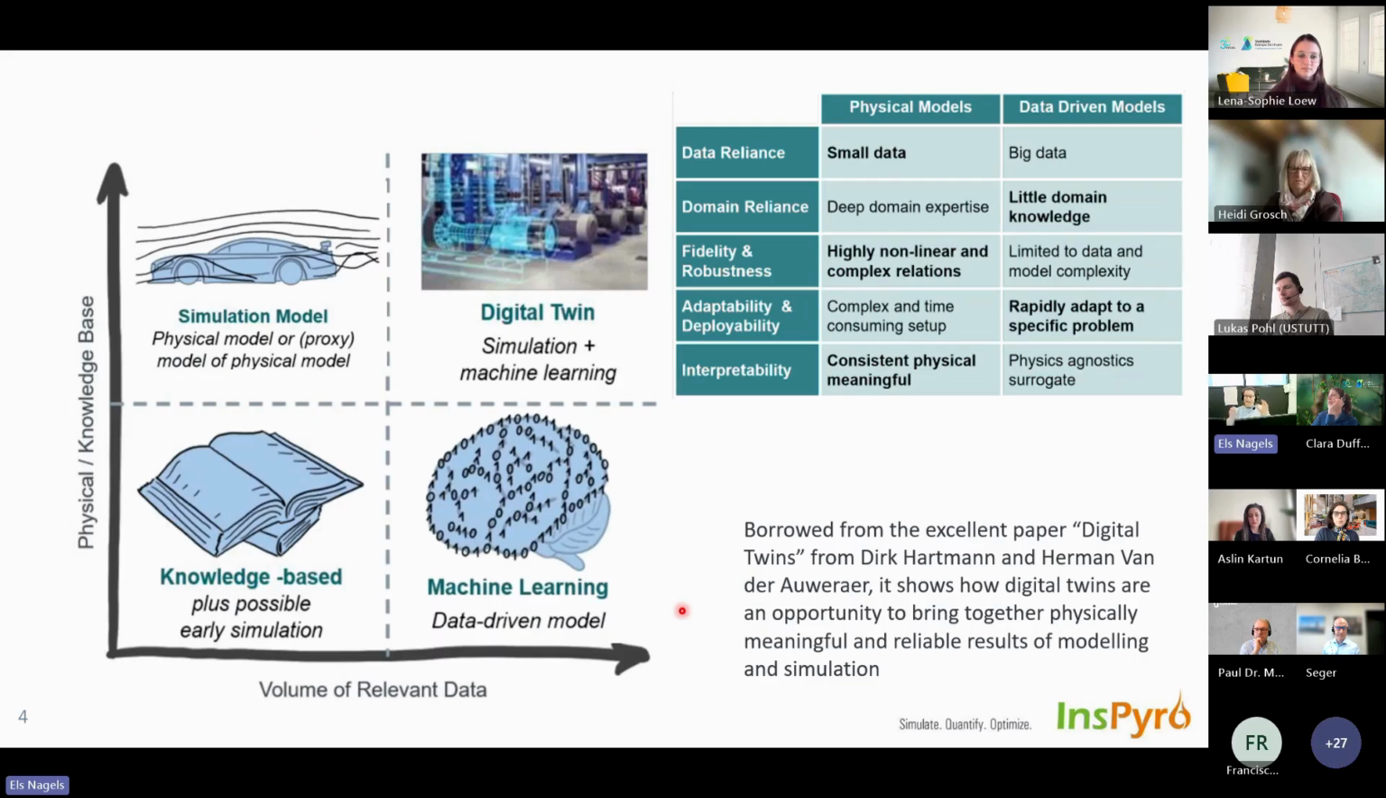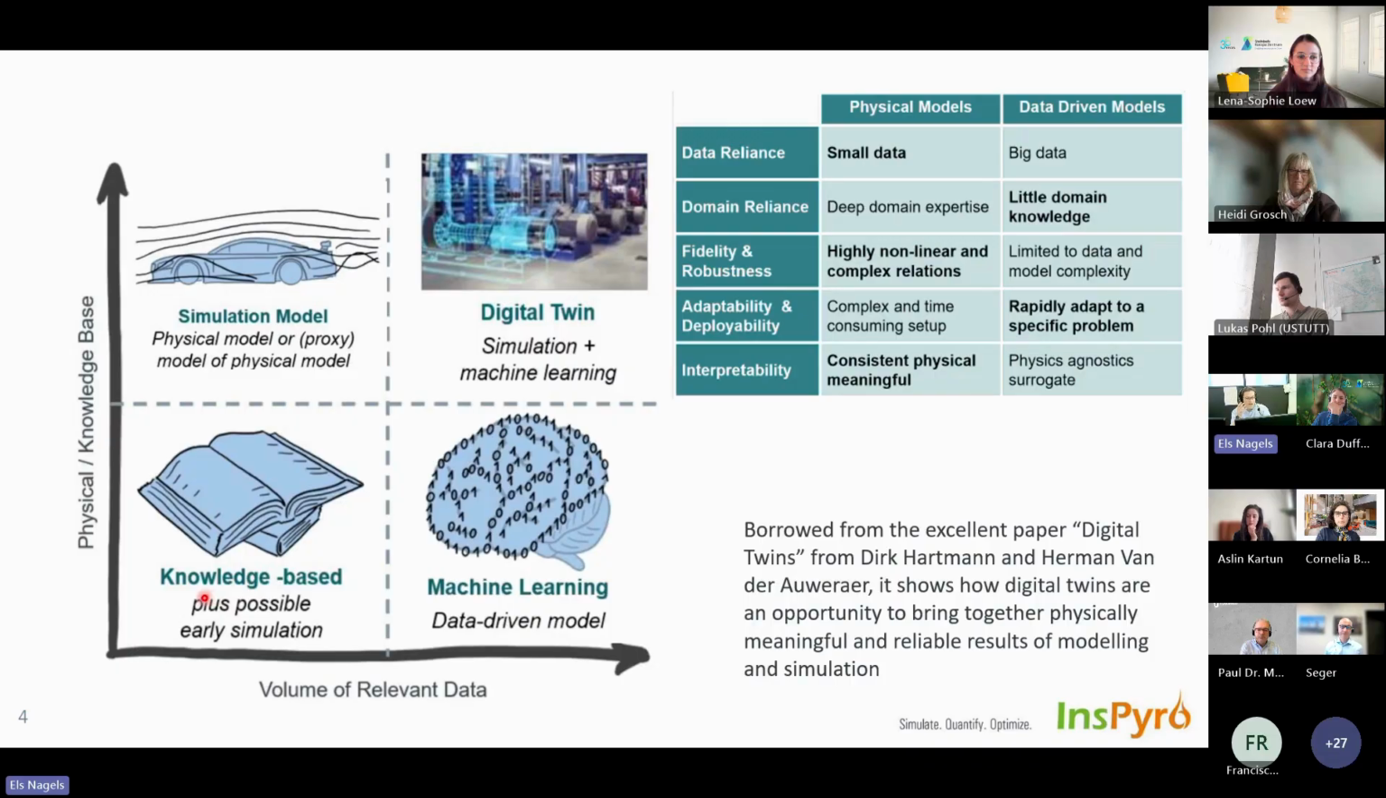And then if we fill in this graph, you have a bit section. So I borrowed this from a very good paper, Digital Twins, from Hartmann and van der Auweraer. I can only advise you to read it if you want a bit more philosophical thinking about digital twins. If you are in the lower left corner, where you have very little data and limited physical knowledge about the system, then you need to learn more. It doesn't make sense to think about the digital twin in that situation, because there is just not enough backbone to do that.